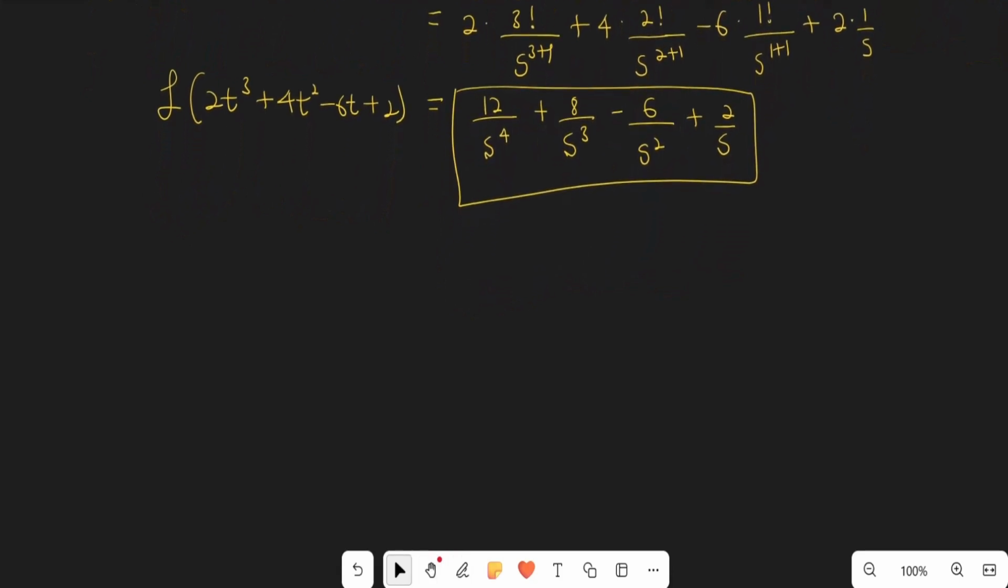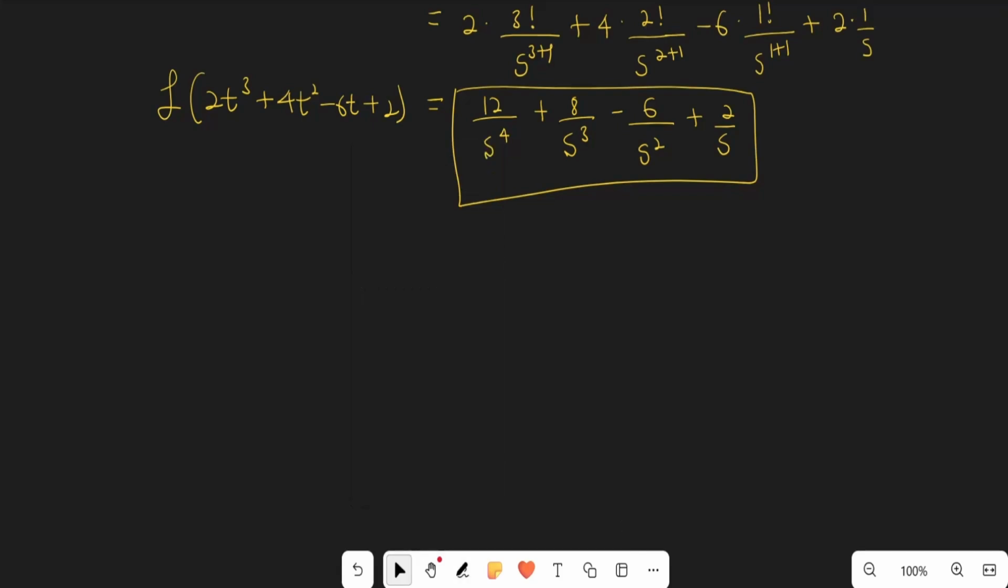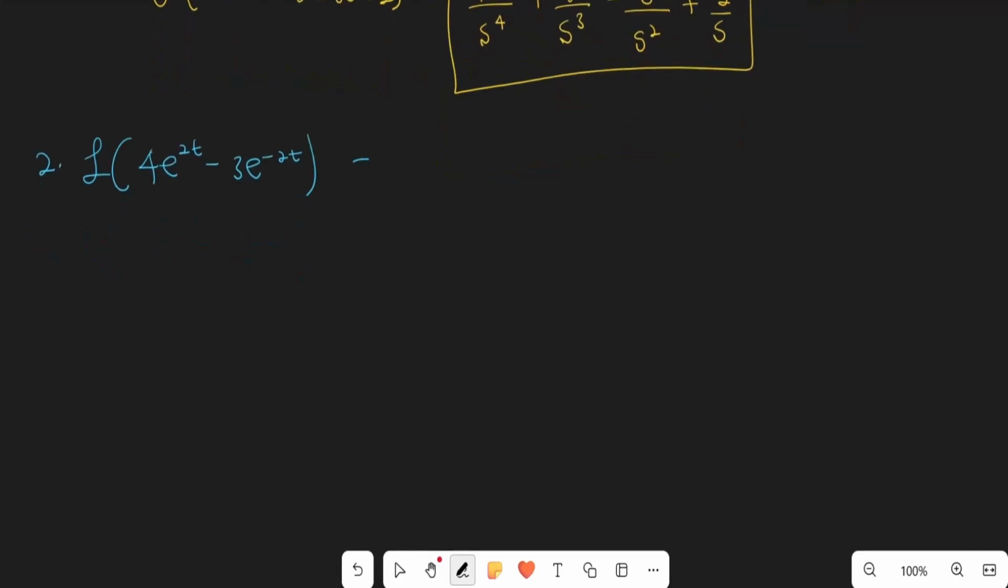Let me switch colors and then we look at the second one. Let me do it in blue. Okay, cool. So for the second one, we have to find the Laplace transform of 4e to the 2t minus 3e to the negative 2t. Using the linearity property of the Laplace transform, this one is going to be 4 times the Laplace transform of e to the 2t minus 3 times the Laplace transform of e to the negative 2t.